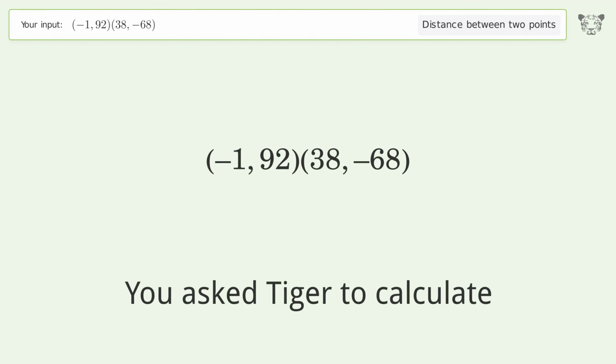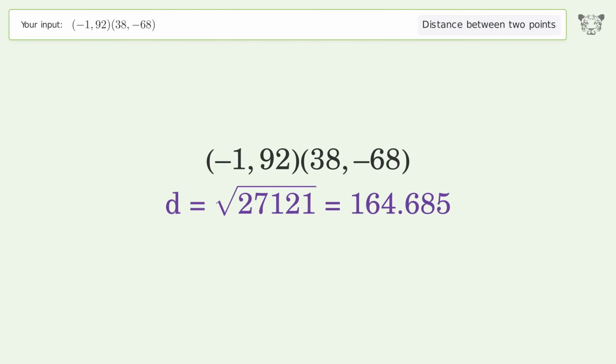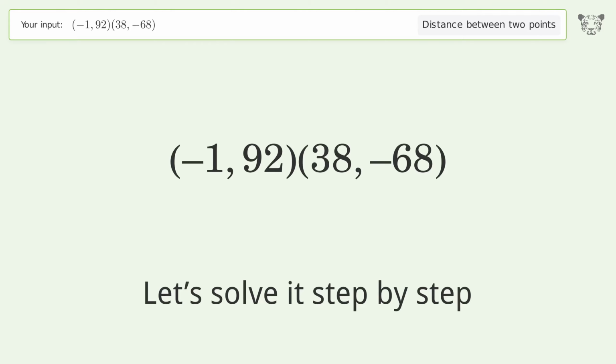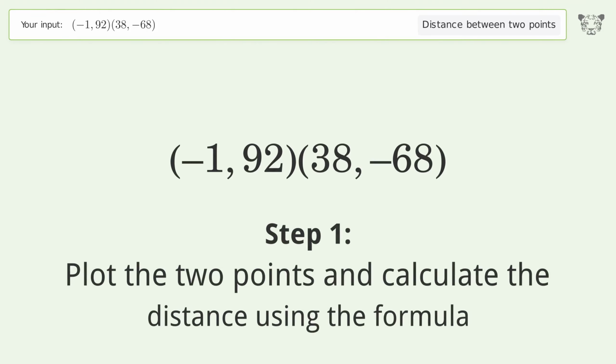You ask Tiger to calculate. This deals with the distance between 2 points. The distance between the 2 points is the square root of 27,121, or 164.685. Let's solve it step by step. Plot the 2 points and calculate the distance using the formula.